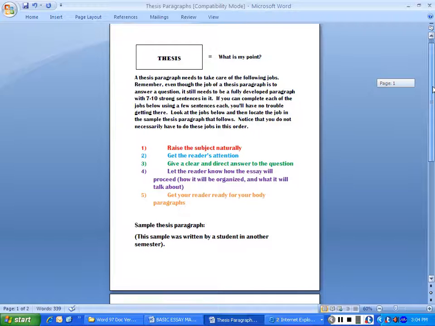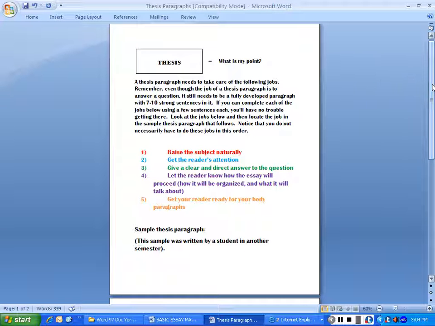Job number 1, raise the subject naturally. The best thesis paragraphs are ones where the reader does not feel as though there is a question and answer going on, but that the author is simply raising the subject. Number 2, getting the reader's attention. It's important for your thesis paragraph to show a little bit of your personality so that your paper stands out amongst all the other papers in a good way.